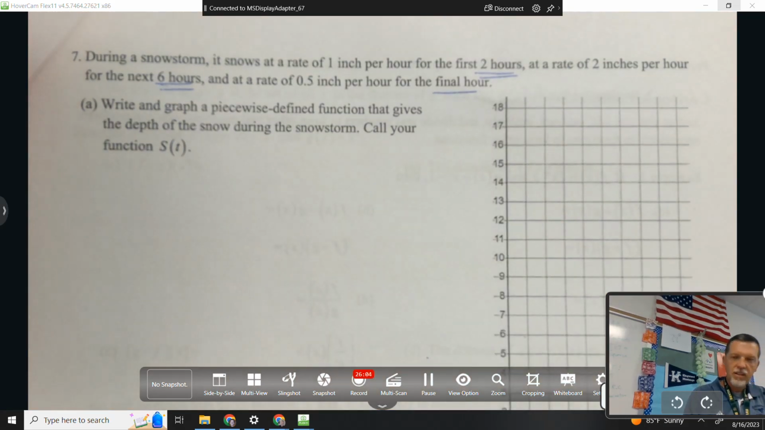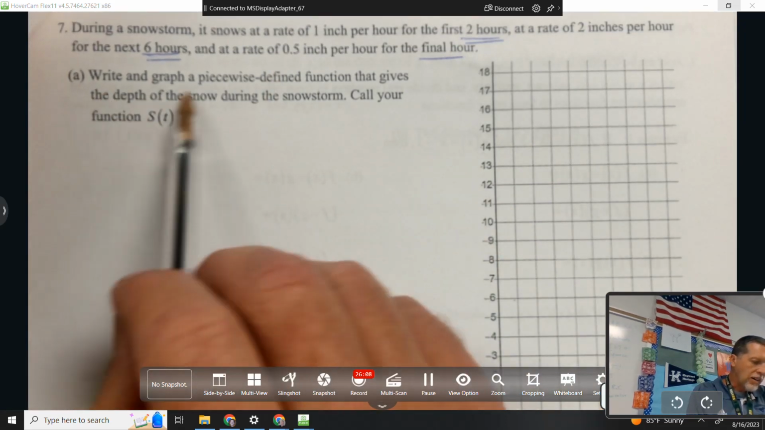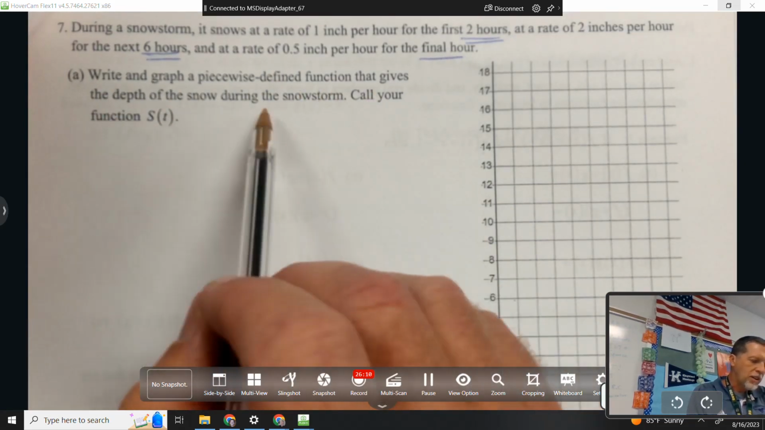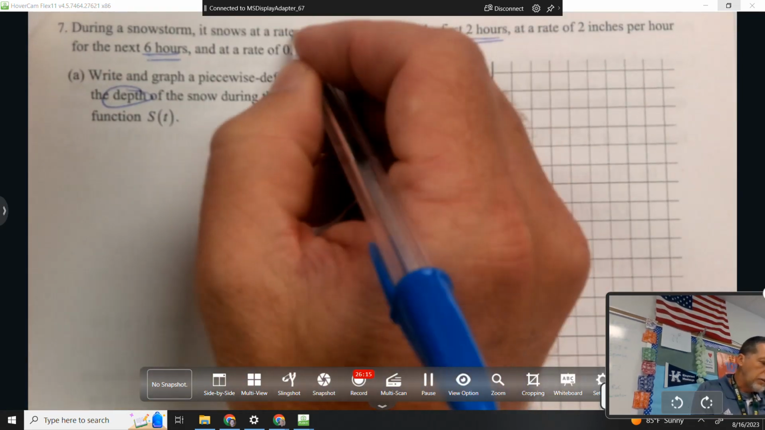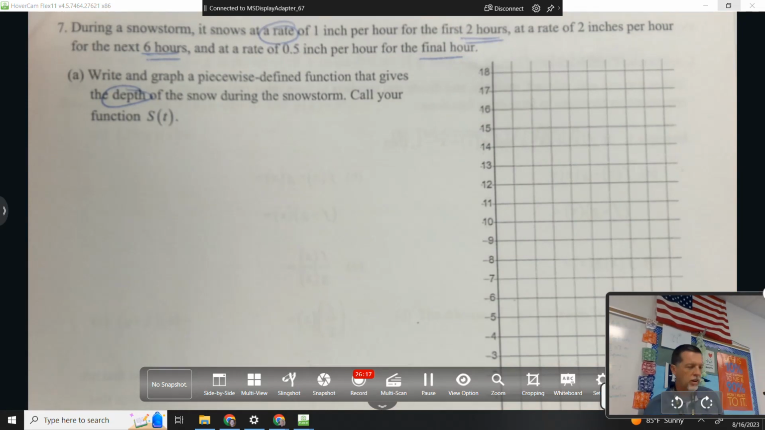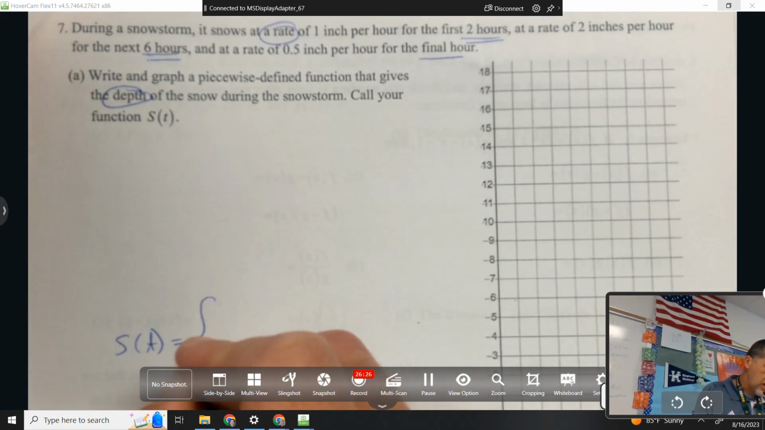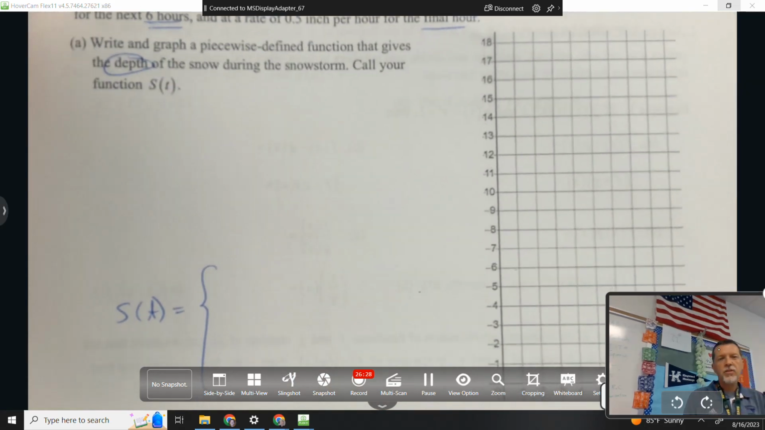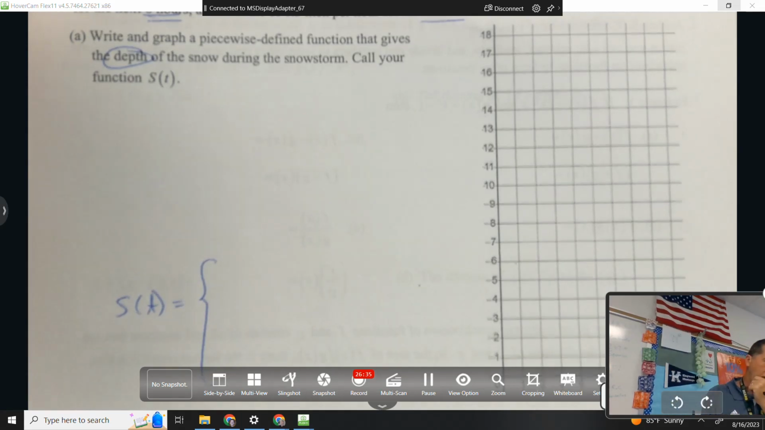Well, that's nice. The graph goes up to 9, so I'm on the right track here. Write and graph a piecewise defined function that gives the depth of the snow, and we were given the rate of snow, so let's be careful here, during the snowstorm. Call your function S of t. I'm starting down here at the bottom because I'm wondering if I'm going to have to think through some things before I get my final answer.